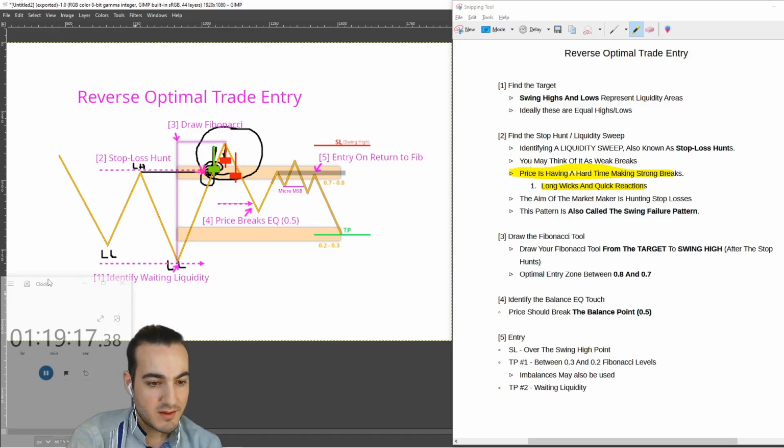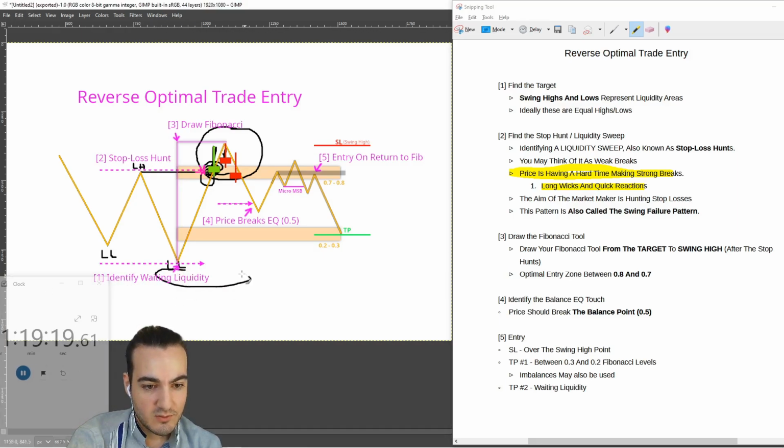So we identify the waiting liquidity down here. That will be our final take profit, which I didn't draw, but would be somewhere around here.